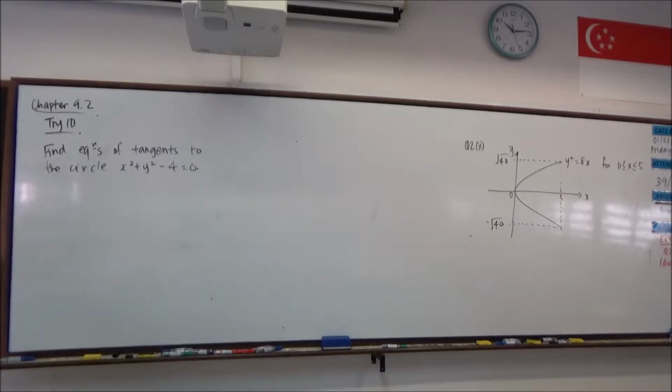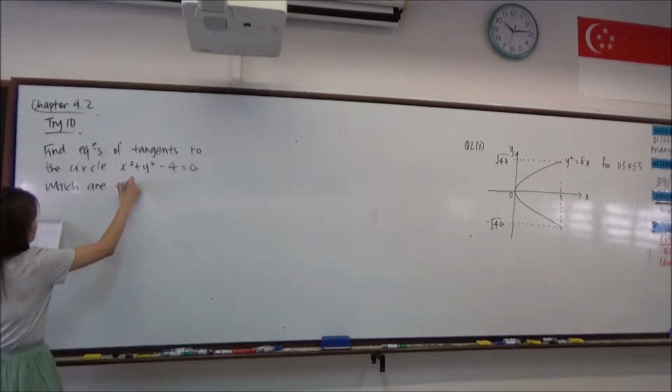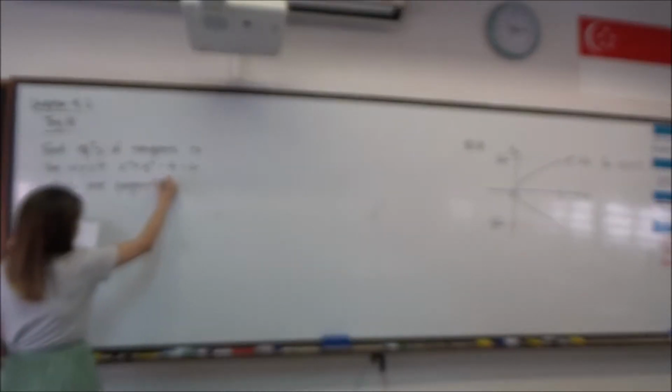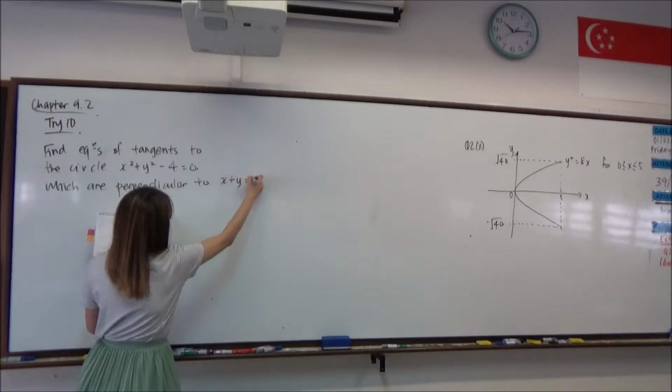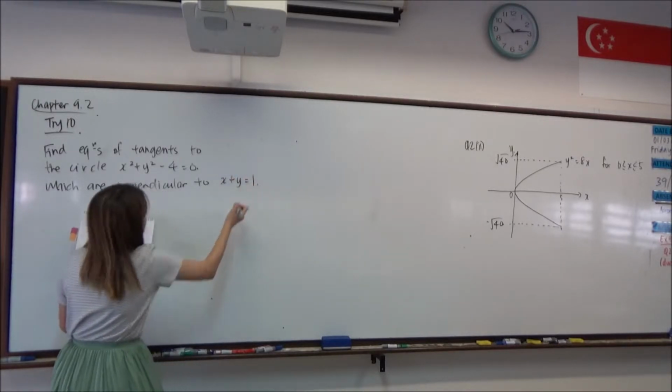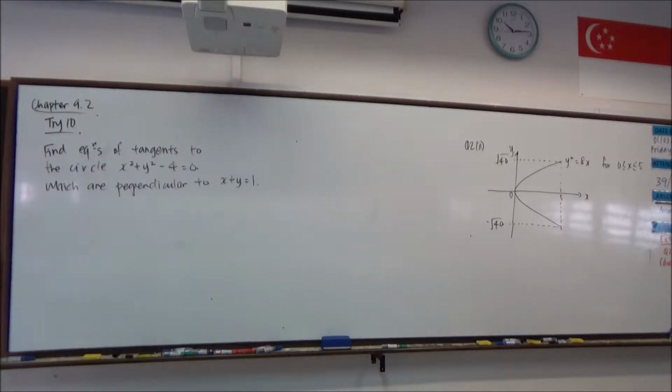Then after that, which are perpendicular to the line. So these tangents are perpendicular to the line x plus y equals 1. So these tangents must be for this particular circle and also perpendicular to the given line.